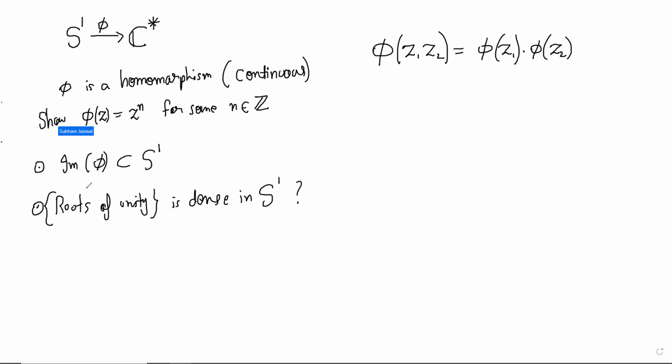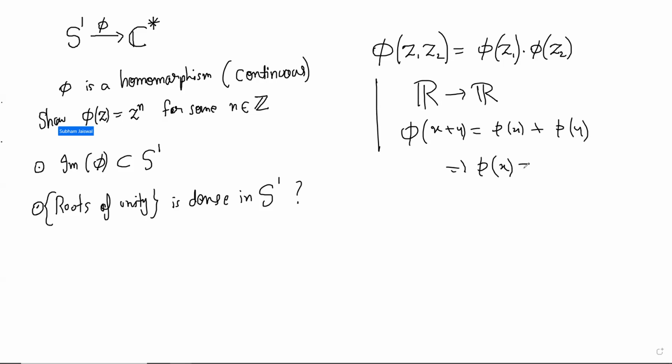Yeah, this is the reason why this is more involved. For example, I suppose all of us can prove that if you have a function from R to R, a homomorphism from R to R, with this property, then that implies, of course, that phi is nothing but phi 1 x, right?